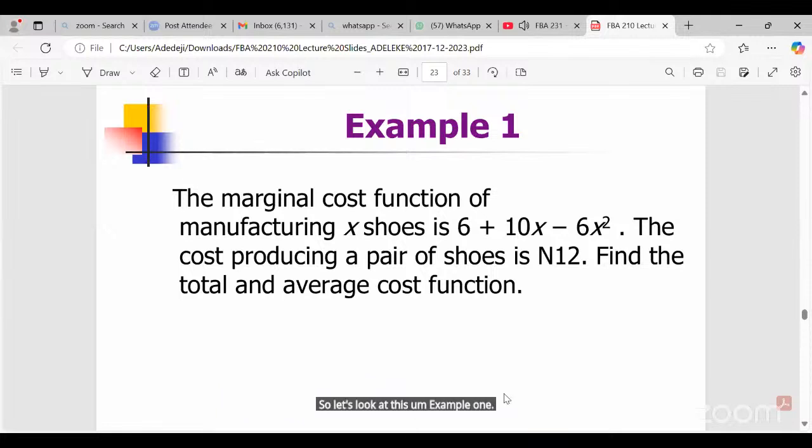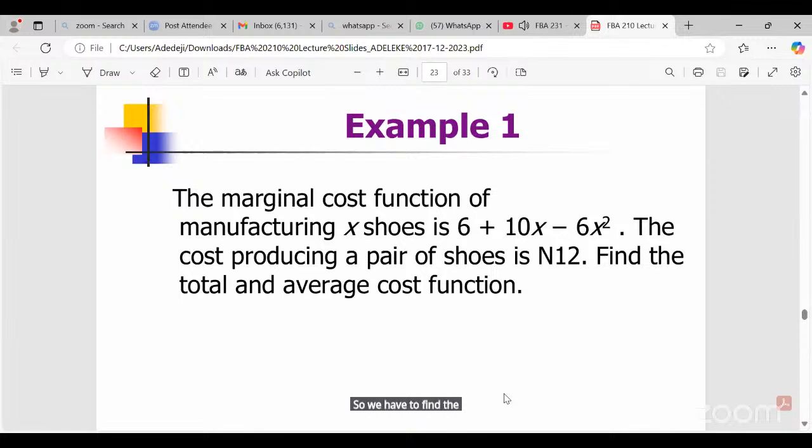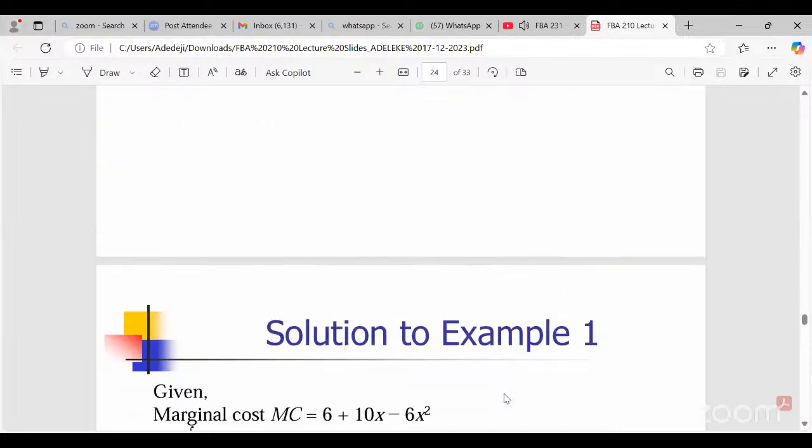It says that the marginal cost function of manufacturing x shoes is as given: 6 plus 10x minus 6x squared. And then there's an extra information. It says the cost of producing a pair of shoes is 12 naira. So we have to find the total and average cost function.